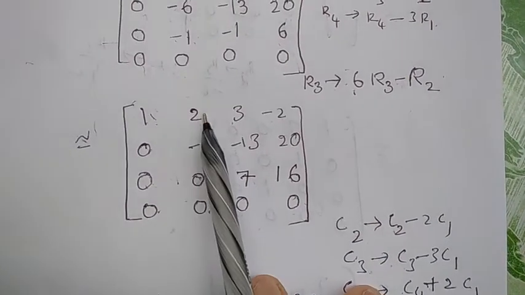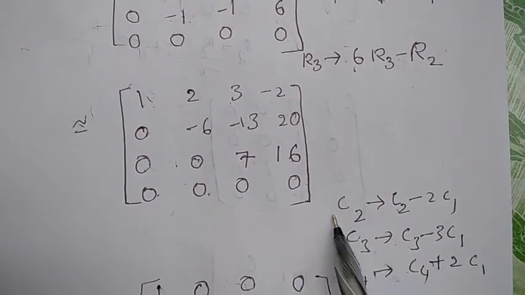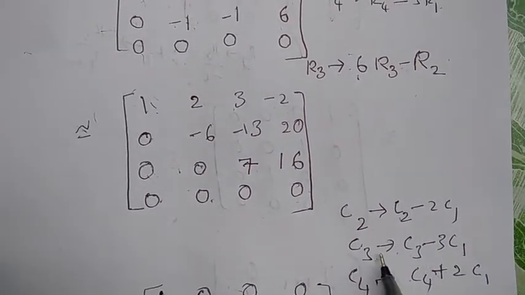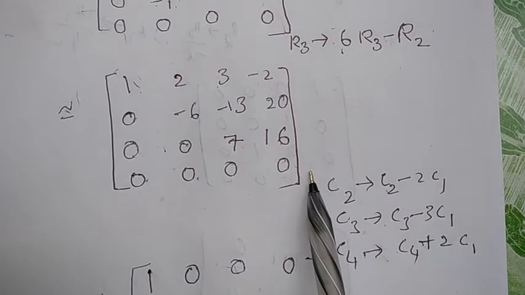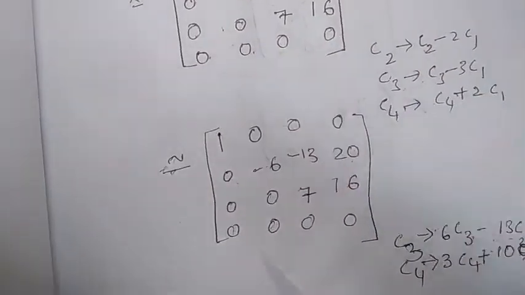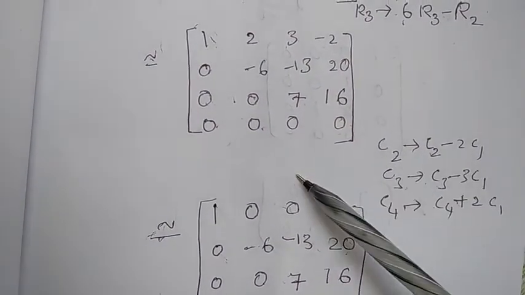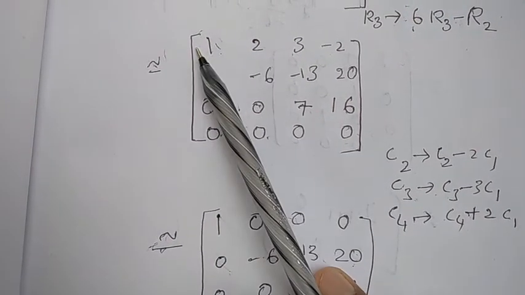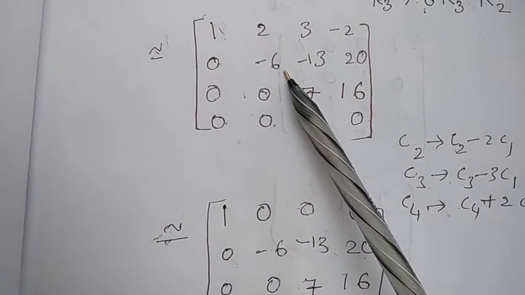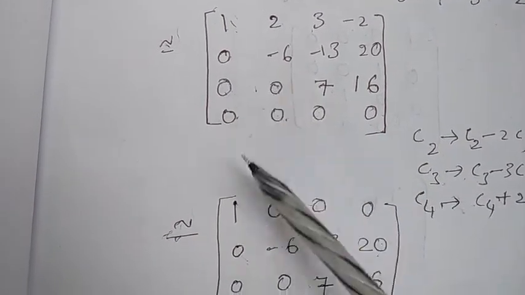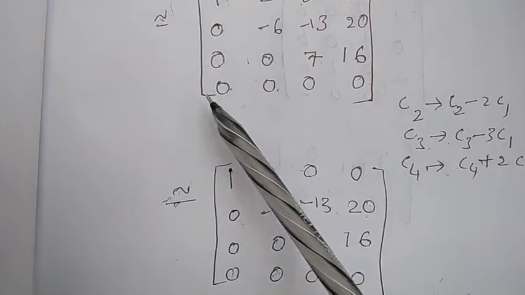Here, to convert these positions to 0, I use the operations C2 changes to C2 minus 2C1, C3 changes to C3 minus 3C1, and C4 changes to C4 plus 2C1. There is no change for C1, C1 as it is. Now C2 changes to C2 minus 2C1. Here 2 minus 2 into 1, 2 into 1 is 2, 2 minus 2 is 0. Now here minus 6, minus 2 into 0 is 0, minus 6 only. Next, 0 minus 2 into 0 is 0, and next 0 minus 2 into 0 is 0.